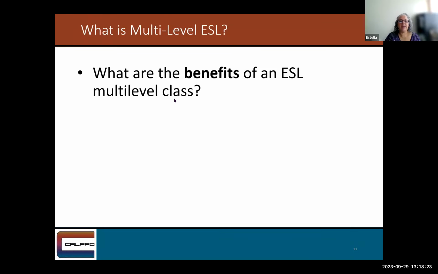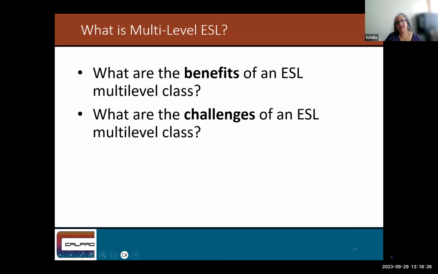Okay. So then what are the challenges of an ESL multi-level class that you've experienced? There are a lot of challenges. They're all coming from different levels, and teachers have to develop lessons, and it's difficult for them to focus on one level when they have different levels in there. And they can't teach to the whole group sometimes, and that would be very challenging.